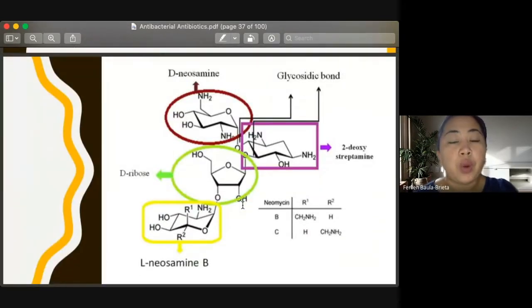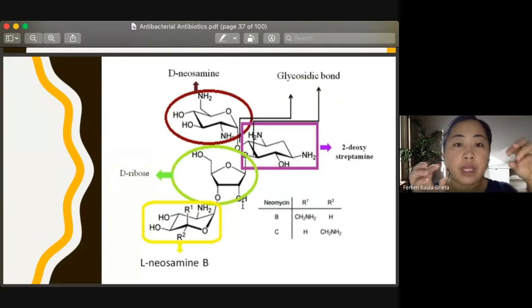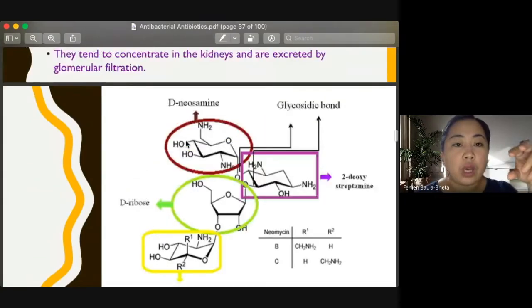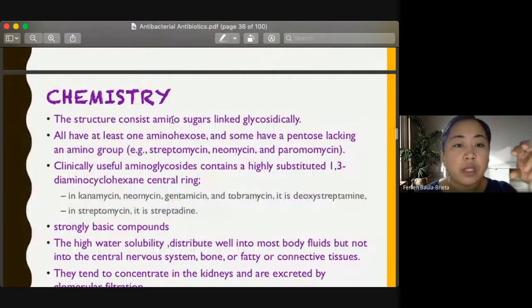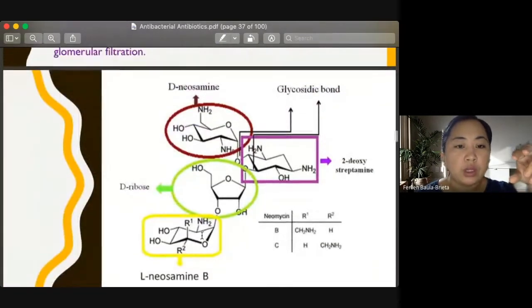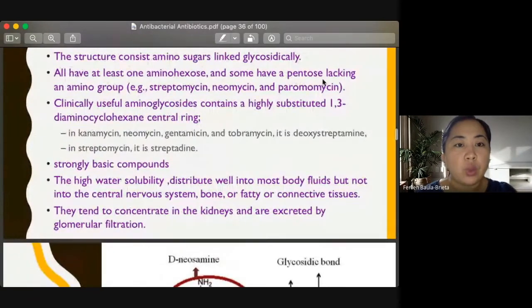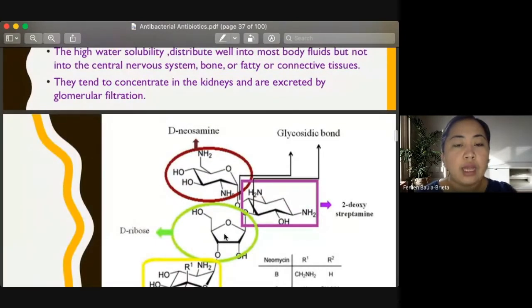So this is what our parent aminoglycoside looks like. They have a lot of connections. These are glycosidic bonds. Those in circles are amino sugars, at least one aminohexose and other pentoses. So we have a hexose here, one, and at least, we have one, two, and three. And then we have a pentose. So this is our pentose lacking the amine.